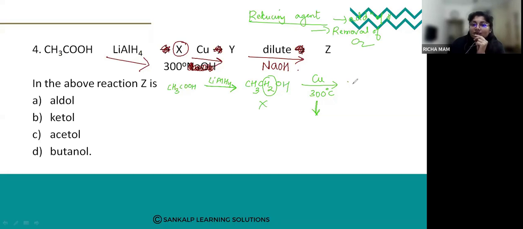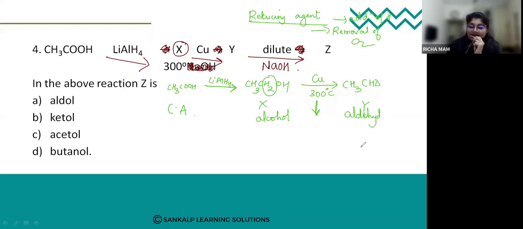So again, further we are going to remove hydrogen, so it will be CH3CHO, right? So this is our Y. This is acetaldehyde. So from carboxylic acid, I got alcohol. From alcohol, I got an aldehyde.